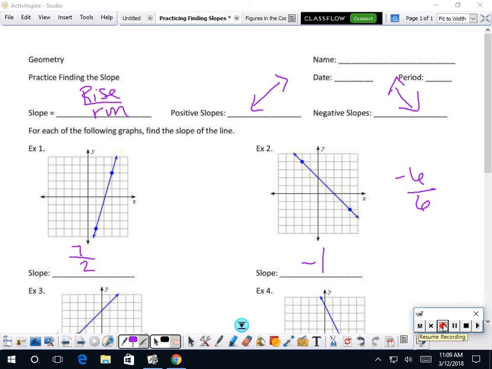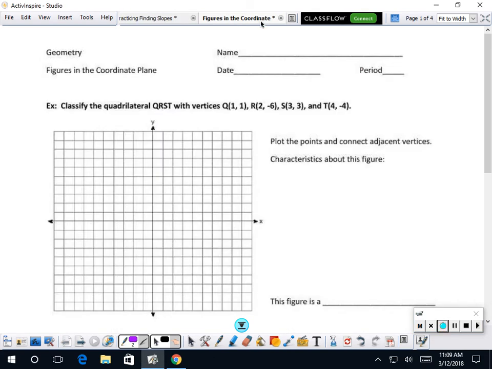Okay, so the key here is to remember slope is rise over run. Right, we're going to use that knowledge to talk about today's lesson, and we're actually looking at figures in the coordinate plane. Okay, so let's just classify the first one here. Okay, QRST, and please notice that on this first example here, there was a typo. Please notice the new vertices for our new points. So Q is at the point 1, 1. R is at the point 2, negative 6. S is at the point 3, 3, and T is at the point 4, negative 4. So please make sure that you make those corrections on your paper.